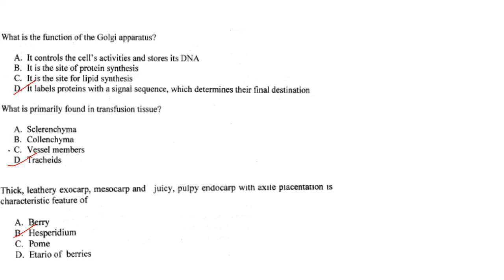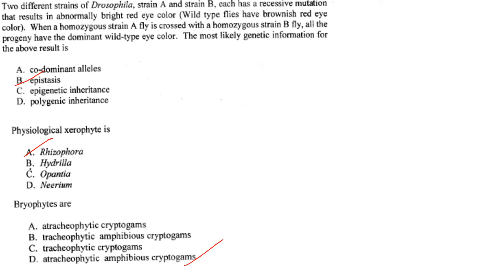What is primarily found in transfusion tissue? So it is the tracheids that are found in transfusion tissue. Then thick leathery exocarp, mesocarp and juicy pulpy endocarp with axial placentation is a characteristic feature of? So that is a characteristic feature of Hesperidium, a fruit. So answer is option B. So coming to the next question.